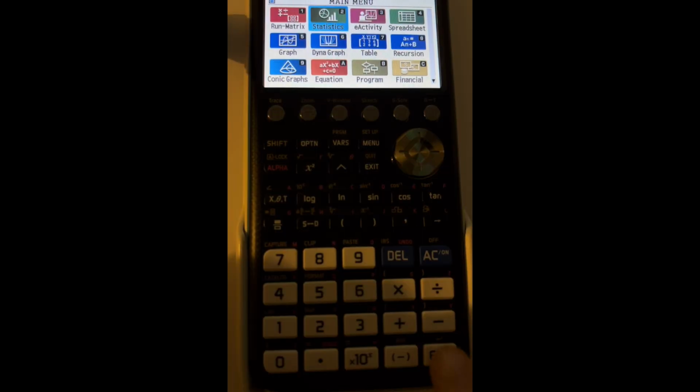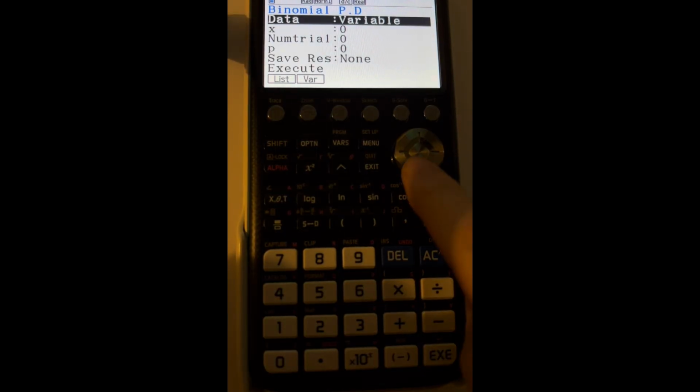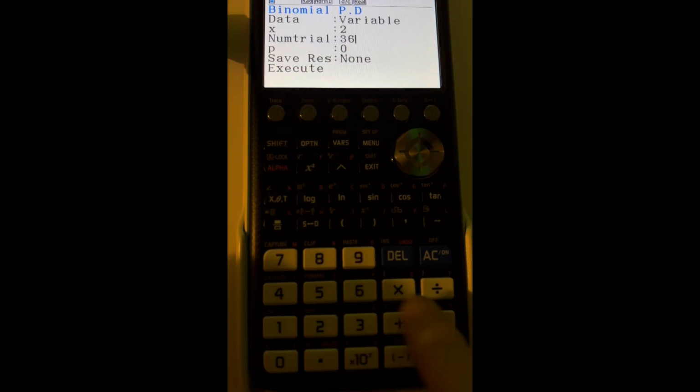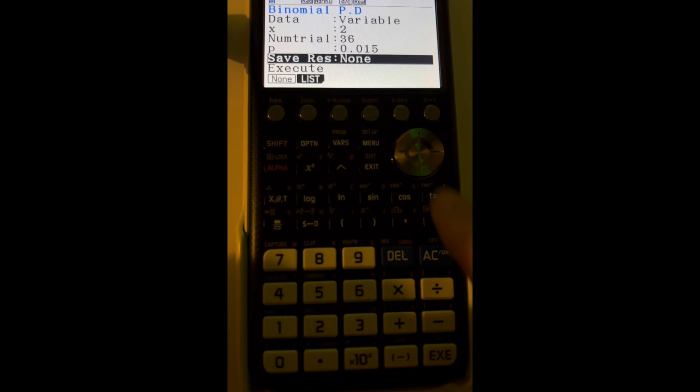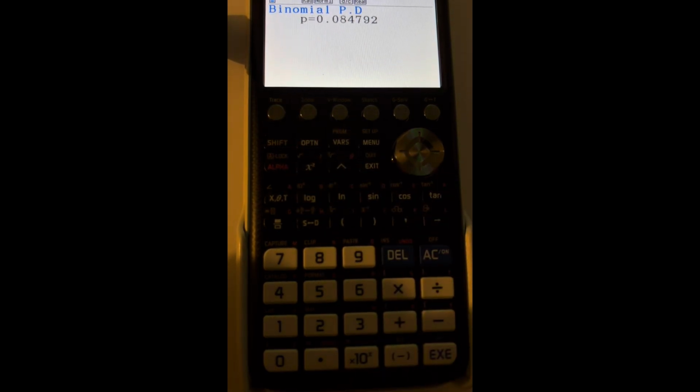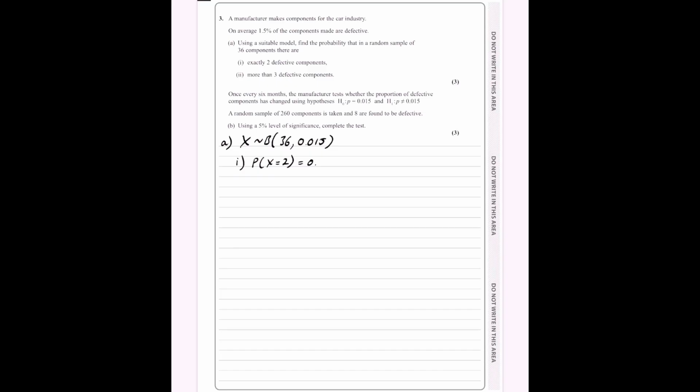I'm showing you here a Casio, it's a Casio FX CG50. It's one of the GDCs. I'm going to type in 2 for the number of successes, 36 for the trials, p is 0.015, and we can see the probability of that is 0.08479.